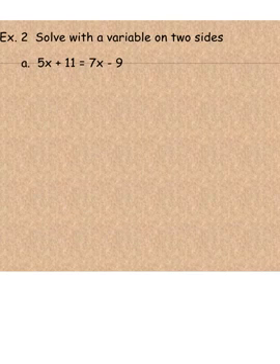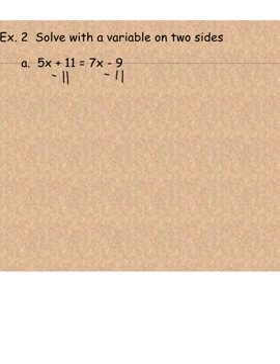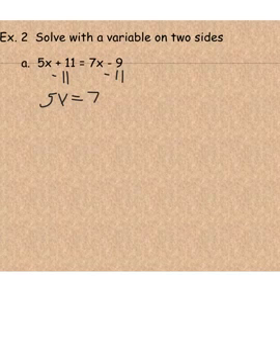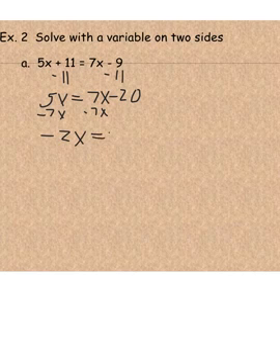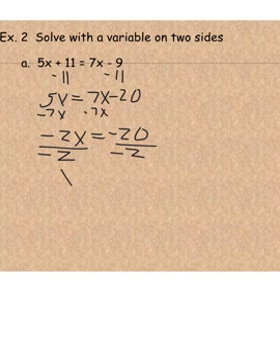Example 2, solve with a variable on two sides of the equation. So here we have 5x plus 11 equals 7x minus 9. So we'll start by subtracting 11 from both sides of the equation. This will give us 5x equals 7x minus 20. We're going to subtract 7x from both sides of the equation. That's going to give us negative 2x equals negative 20. And then we'll divide both sides by negative 2. And that gives us that x is equal to 10.